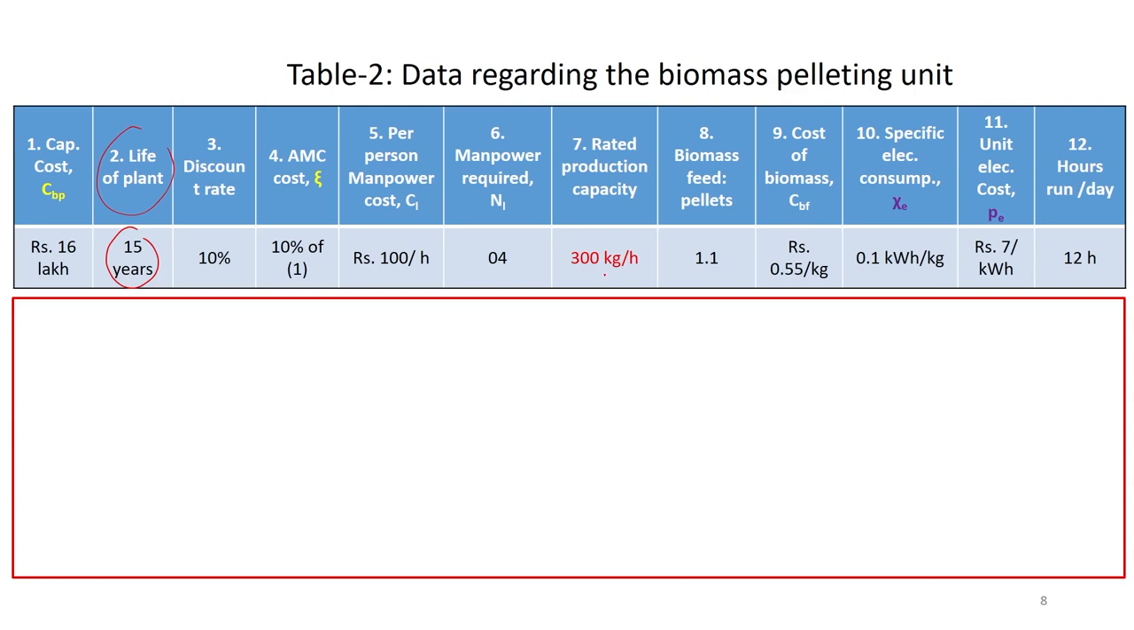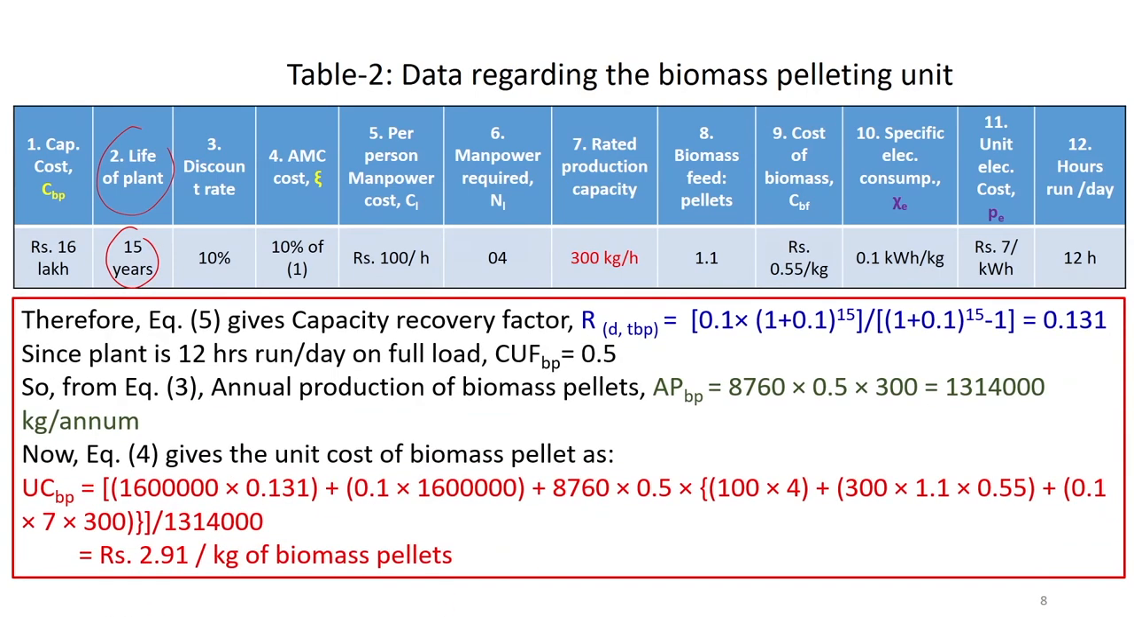And rated production capacity we have considered 300 kg per hour, and biomass feed to pellet is 1:1, and cost of biomass, which is represented by CBF, is about 0.55 rupees per kg, and specific electricity consumption is 0.1 kilowatt hour per kg, and unit cost of electricity is 7 rupees per kilowatt hour, and hours of operation per day is 12 hours. That's how this capacity utilization factor is 0.5.